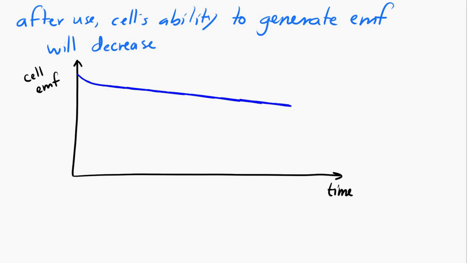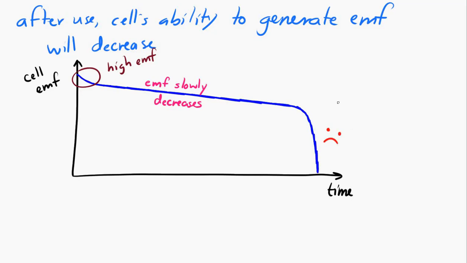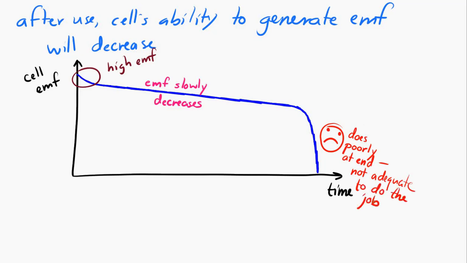As time goes by, its ability to provide that EMF will slowly decrease over its lifetime. And towards the end of its lifetime, there's a quick drop-off in the EMF that it's able to provide. And at some point, the EMF that it's going to be able to provide is not going to be enough for its function. So this is kind of like if you have a TV remote. At the beginning, it works great. It provides plenty of EMF, but at a certain point, the battery is going to get old, and it's not going to be able to provide the EMF that's necessary to work the remote.